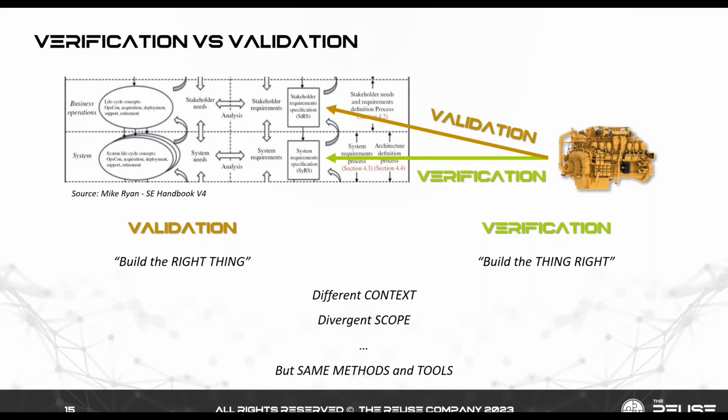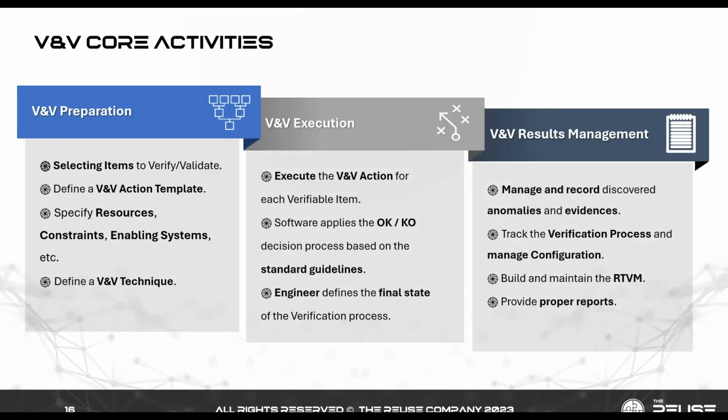Both of them, verification and validation, have different context, different scope, and many other different characteristics, but both share one thing, or two things: the methods and the tools you can apply to perform these operations. In this case, we have to highlight three main VMV core activities. These are the processes that we were mentioning before. So we have preparation, we have the execution, and finally we have the management of the results of the process of VMV. I'll not get into too much detail because we're going to go through all of these different steps in the subsequent slides.